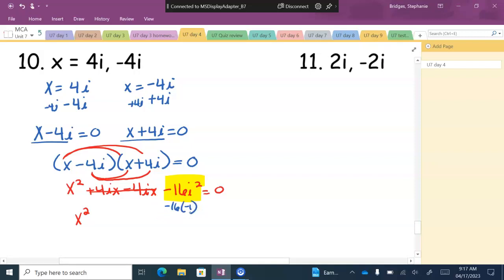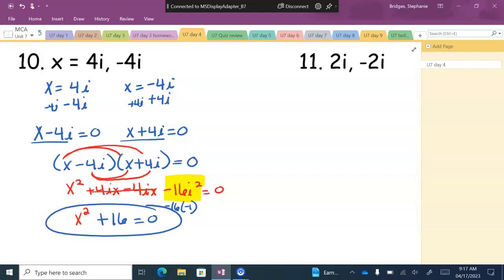Which turns it to what kind of 16? Positive. And that is my polynomial equation. If I have a negative 16i squared, that's negative 16 times negative 1, which gives me a positive 16. Think back to when we did complex numbers. Our i squareds always change the sign of whatever it was attached to, right?